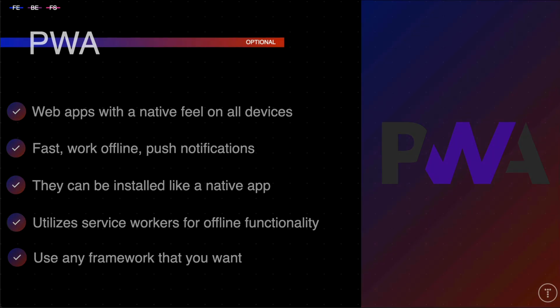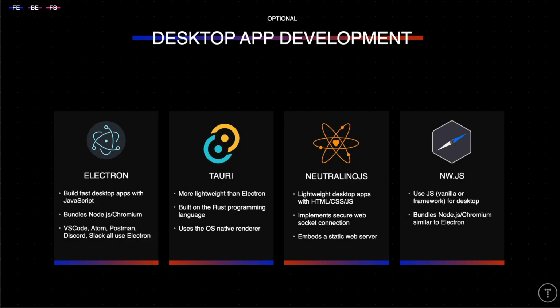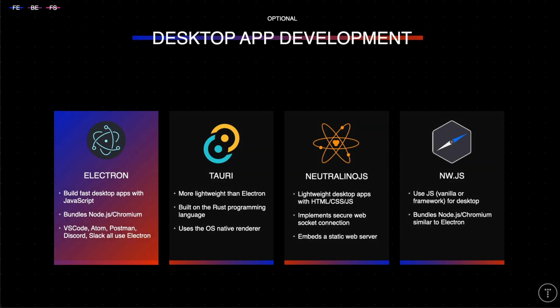Now, you can also use a lot of the same technologies that you use for web development to create desktop applications for Windows, Mac, and Linux. My suggestion would be Electron. It allows you to use JavaScript to build really fast and powerful desktop applications. You can use any front-end framework, React, Vue, Angular, whatever you want to use.